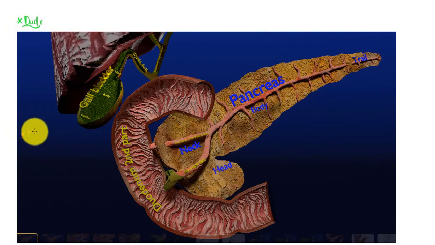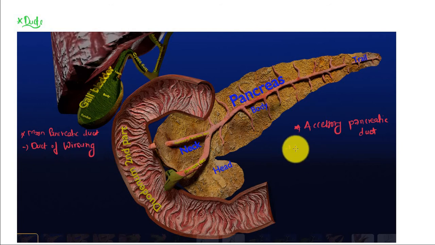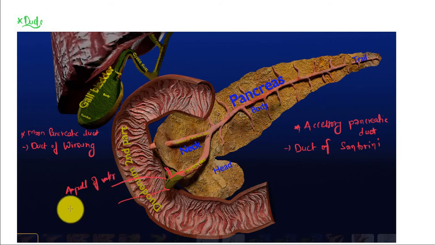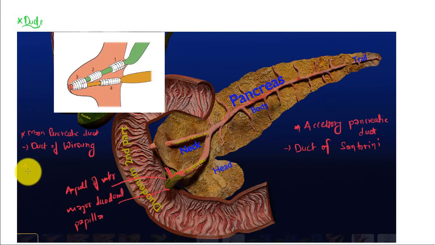The ducts: we have 2 ducts, the main pancreatic duct and the accessory pancreatic duct. The main duct is also known as the duct of Wirsung, and the accessory is known as the duct of Santorini. The main pancreatic duct combines with the common bile duct to form the ampulla of Vater, which is a dilation, and opens into the second part of the duodenum through the major duodenal papilla, and it is guarded by the sphincter of Oddi.